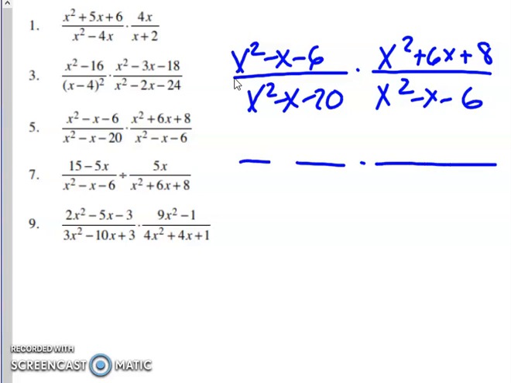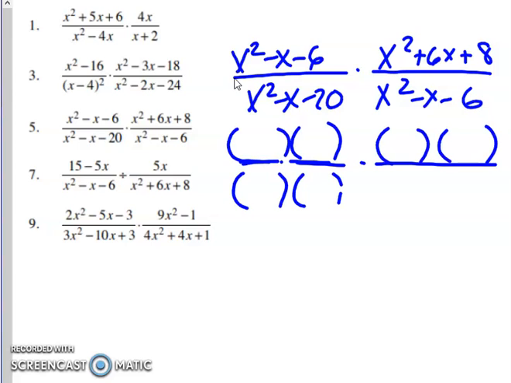All right, so for this problem here, we have 4 quadratics, so 8 factors altogether. Definitely going to have some repeats. So we have x minus 3, x plus 2 for x squared minus x minus 6.